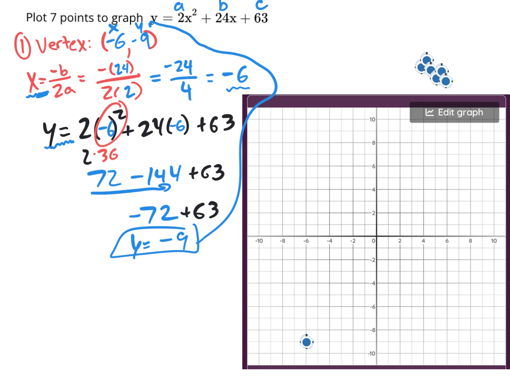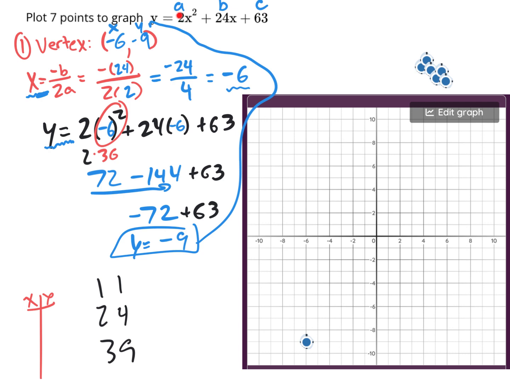You could use an input-output table, an XY table, but I don't recommend that. I do recommend using a pattern: 1, 1, 2, 4, 3, 9. But that is a pattern for when the a value is 1. And right here, it's clear that the a value is 2. So we need to modify the outputs of the original pattern by that new a value of 2. So I need to multiply the 1 times 2, the 4 times 2, and the 9 times 2. Why? Because the a value is 2, not 1.